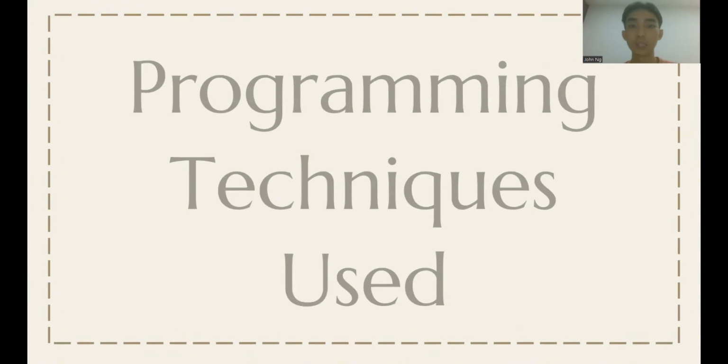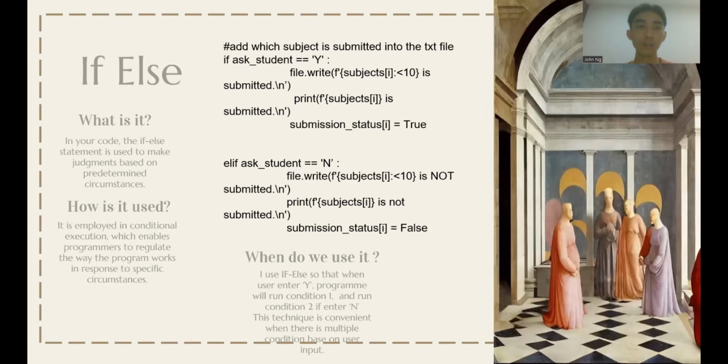All right. So the programming technique that I have used is first if else. If else is a technique where when the user enters Y, the program will run condition 1, and run condition 2 if they enter N. This technique is convenient when there are multiple conditions based on user input. Okay, according to my code here, generally, if else statements are used to make judgments based on predetermined circumstances, and it is employed in conditional execution, which enables programmers to regulate the way the program works in response to specific circumstances.